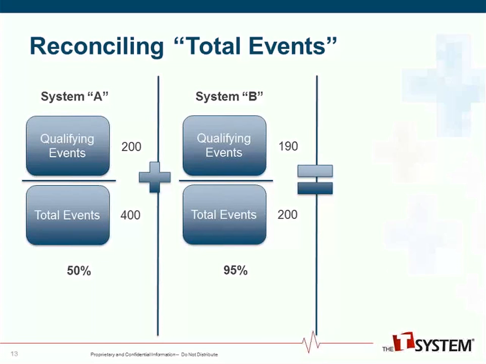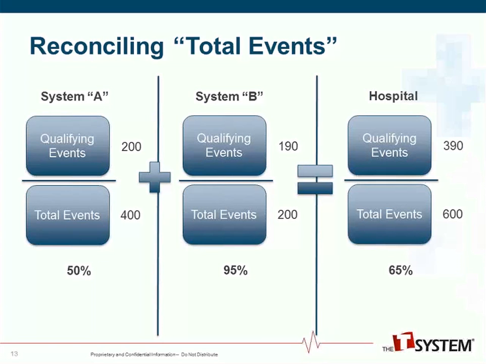Well, the math between the two really isn't too awfully bad. I add the two together. Because the total events are unique between the systems, you add numerator and denominator, and you come up with 390 met out of 600, or 65% attainment. So reconciling total events that are unique in each system is a simple mathematical addition of numerator and denominator. And if you had 10 systems, you would essentially do the same thing. You would add the denominators for all 10, add the numerators for all 10, and your resulting percentage is your hospital attestation. That's what you report to CMS.